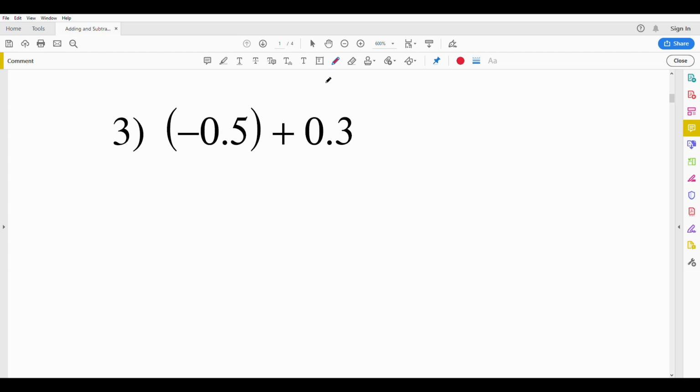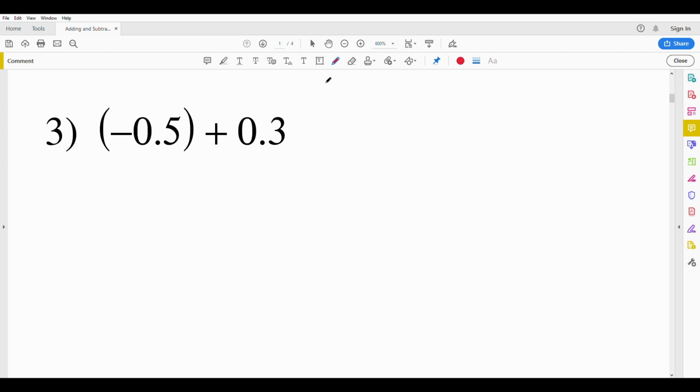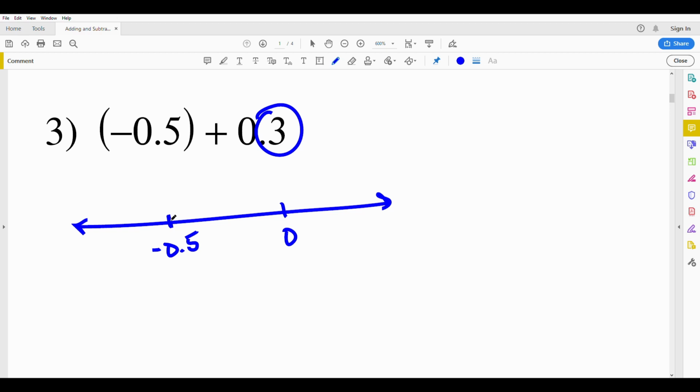Number 3, right away, is it going to be a positive or negative number as our result? It's negative because negative 0.5 is a greater distance from 0 than 0.3. So we know that we're going to have a negative number. Think about it on a number line, if we had a negative 0.5, I'll place that approximately here, negative 0.5, here would be 0. And if we're moving 0.3, let's count by tenths. So this would be 0.1, 0.1, and another 0.1 to get 3 tenths.